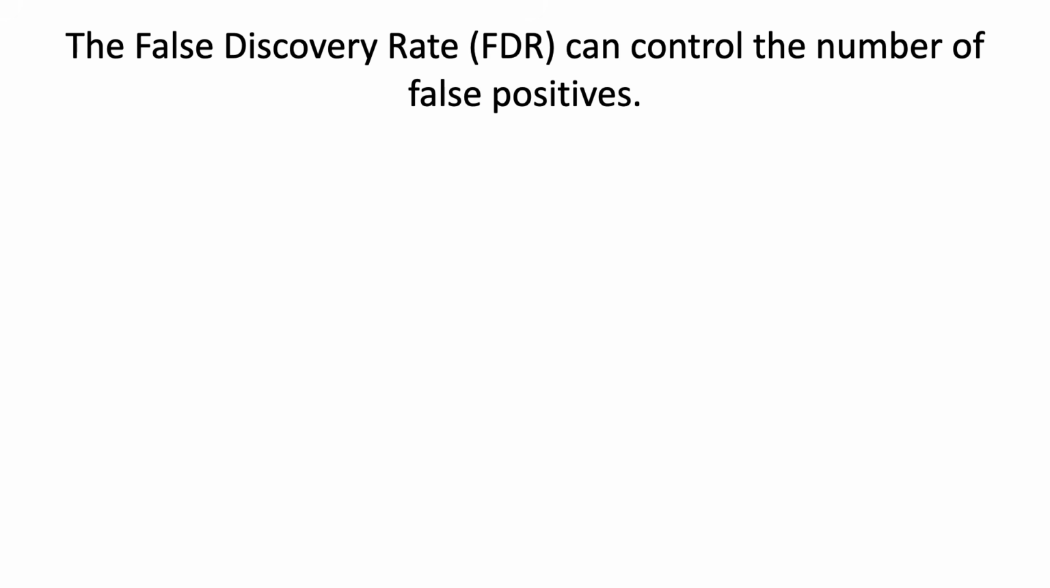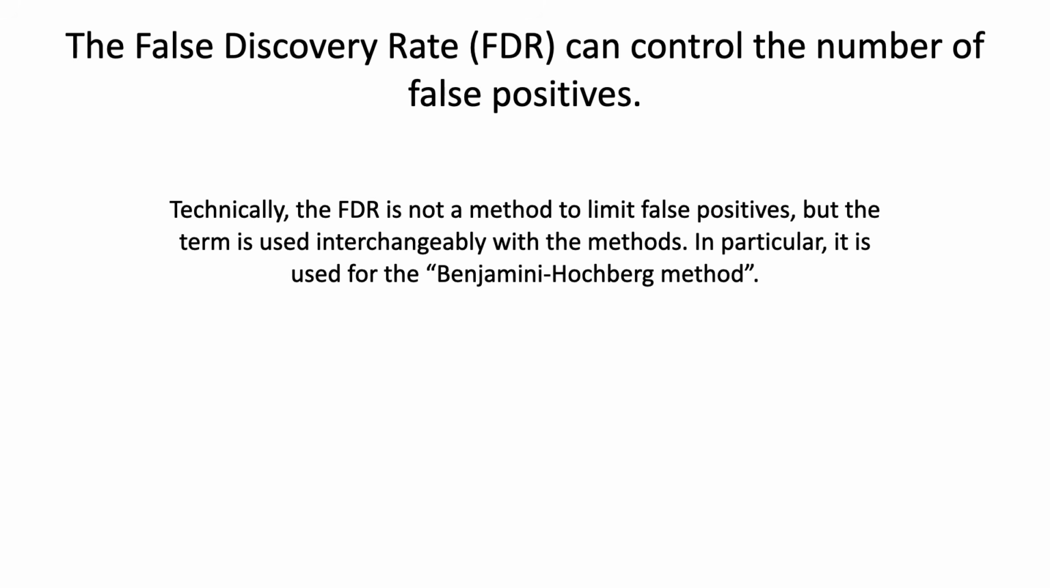The false discovery rate can control the number of false positives. Technically, the false discovery rate is not a method to limit false positives, but the term is used interchangeably with the methods. In particular, it is used for the Benjamini-Hochberg method.